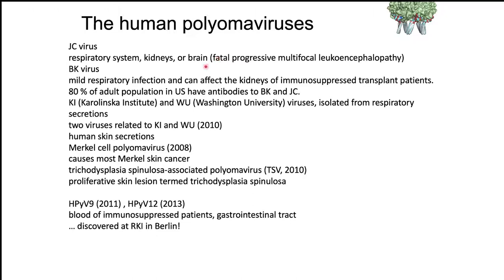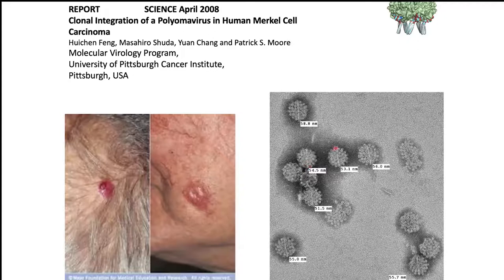There's many, many more viruses discovered in the last years. There's Merkel cell polyomavirus, one of the most prominent recent ones, which causes Merkel skin cancer. And a number of more polyomaviruses in the last years, one even, or two of them, discovered at the Robert Koch Institute here in Berlin. So this is what the Merkel cell polyomavirus looks like, and this is generally a pattern for most of these polyomaviruses. You have this VP1 icosahedral structure of about 40 to 50 nanometer diameter.